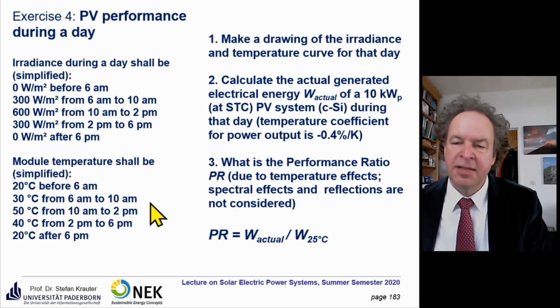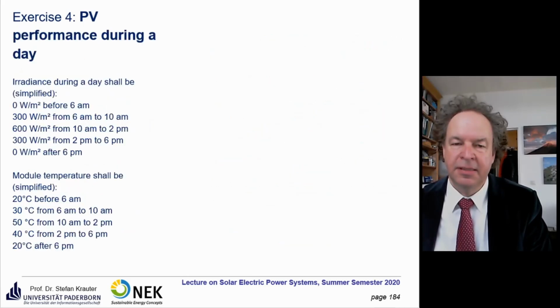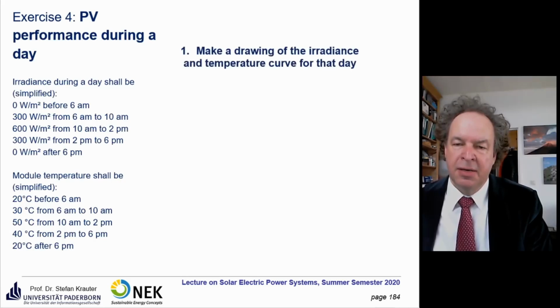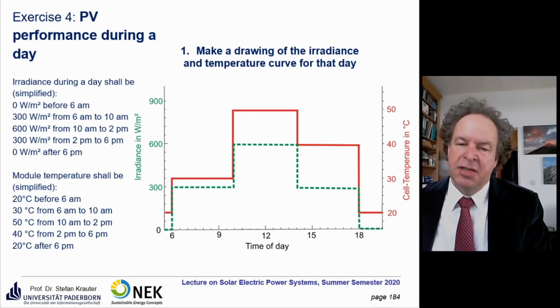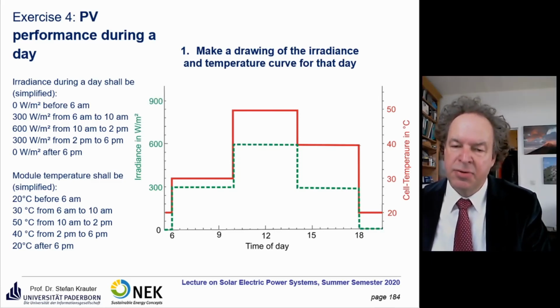Basically, we calculate the temperature effects, not the spectral effects and the reflections. So let's start. First we make this drawing. We start making the drawing here. And the green here is the irradiance value, so it starts before 6 a.m.